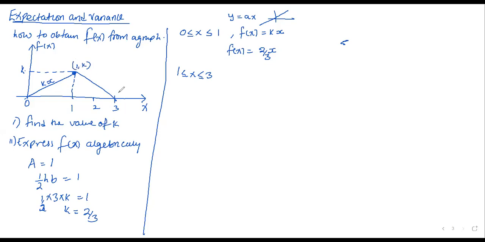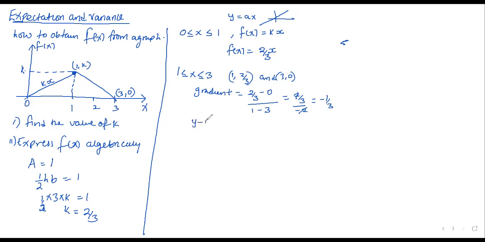Then we have a point here, which is what? It is 3, 0. So you have a point 1, 2 over 3, and you have another point which is 3, 0. So find the gradient of that line so that you get the equation of the line. The gradient will be 2 over 3 minus 0 over 1 minus 3. And the gradient is 2 over 3 over negative 2, giving us negative a third. So if the gradient is negative a third, pick any point. You know how to do this from primary.